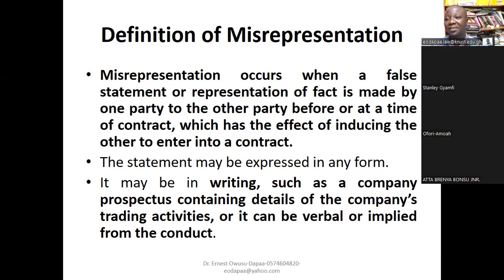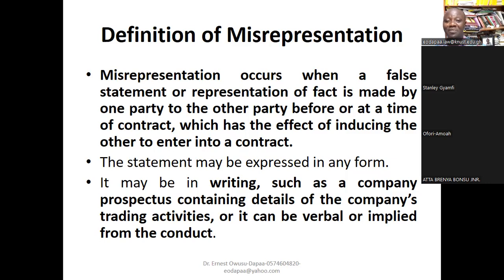Now, not only that, again, it is supposed to have been made before or at the time the contract is made. And that is to say that if you are complaining of misrepresentation and you are unable to link the misrepresentation to the formation of the contract, so that you are not able to show that you became a victim of the misrepresentation before or at the time the contract was made, then your claim of misrepresentation will not be entertained.